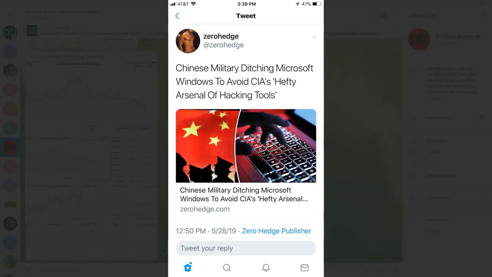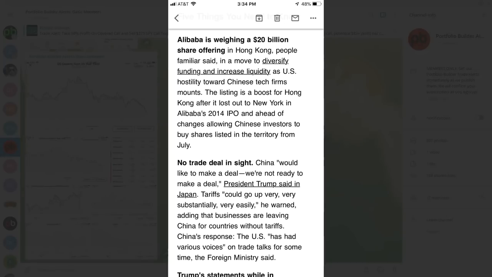Chinese military ditching Microsoft Windows, no surprise. Now, the Chinese companies have been hit quick and hard. Alibaba, one of them, and now they're looking to raise $20 billion while they still can.